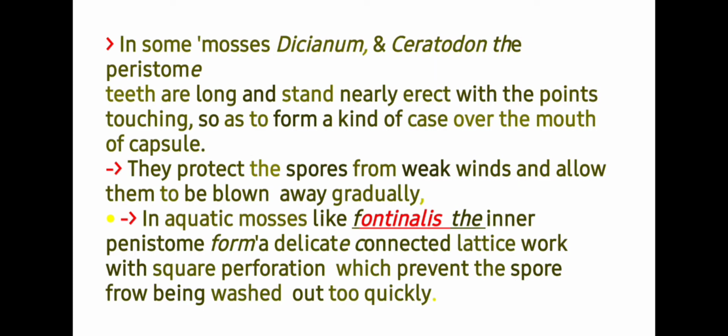Students, in some mosses, Dicranum and Ceratodon, the peristome teeth are long and stand nearly erect with the points touching, so as to form a kind of cage over the mouth of the capsule. They protect the spores from weak wind and allow them to be blown away gradually. While in aquatic mosses like Fontinalis, the inner peristome forms a delicate connected lattice work with square perforations, which prevents the spores from being washed out too quickly and releases them gradually. So you can see in different mosses there are different modes of spore dispersal with the help of peristomial teeth.